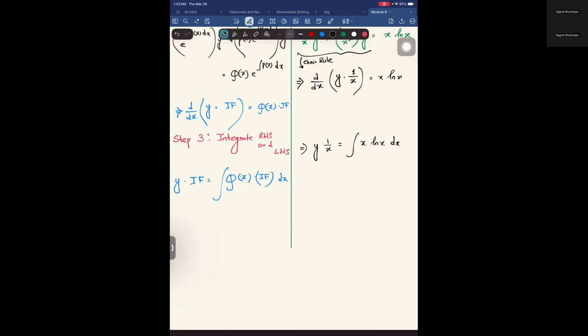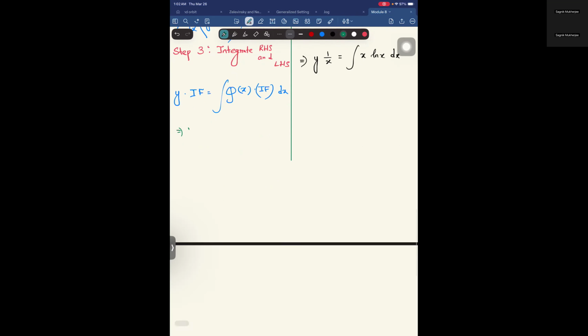Now you have to evaluate. So, okay, remember our task was to find out y, right? So that means y is 1 over integrating factor times the integral of qx times integrating factor dx. And that is your solution.